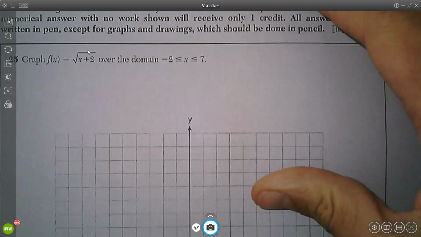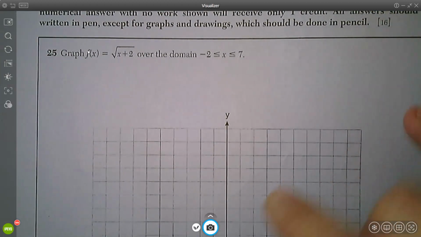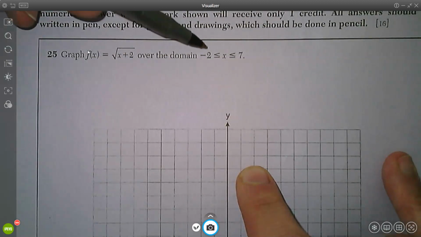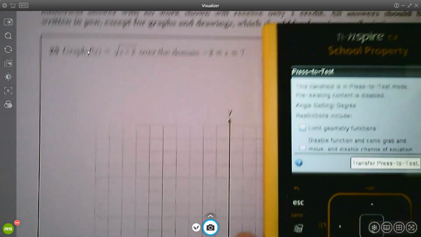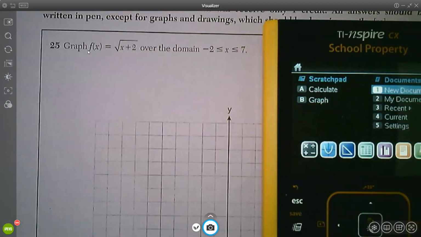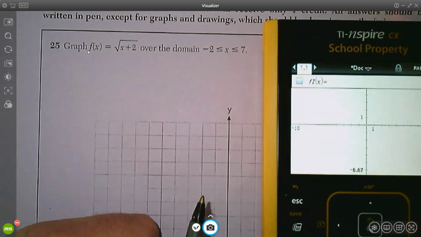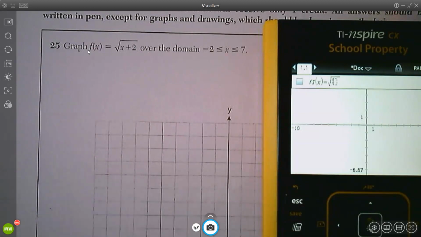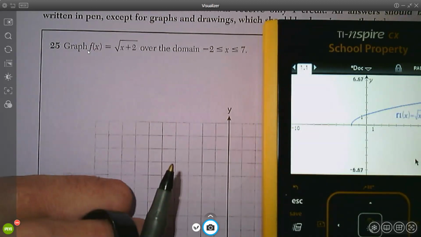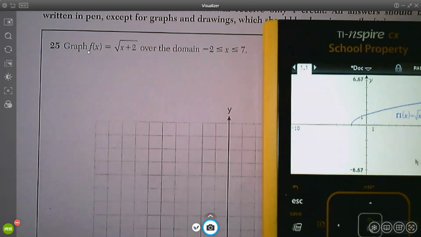All right, let's take a look at the part twos, all 2 points apiece. So we're going to graph this function over the domain -2 to 7. So this is great. We can go right to the calculator. We can go to add graphs. We're going to type this in, square root of x plus 2, hit enter. We've got a graph. We're going to go add a table.